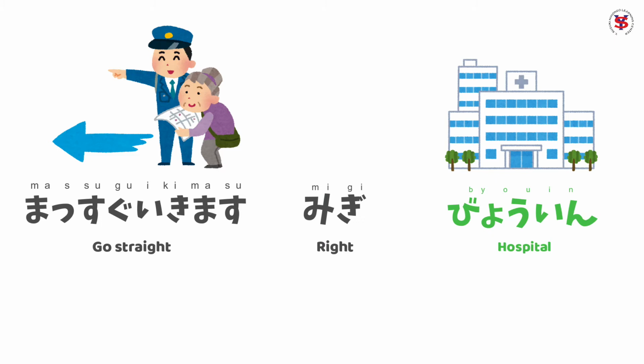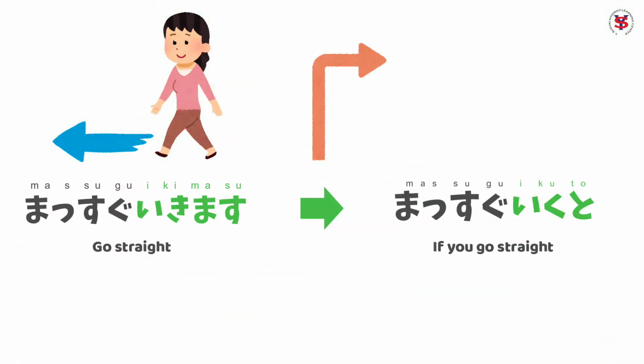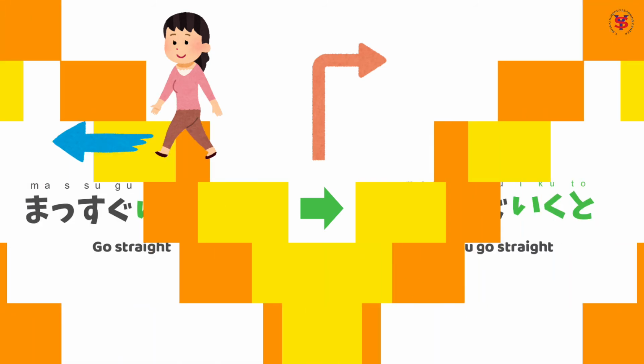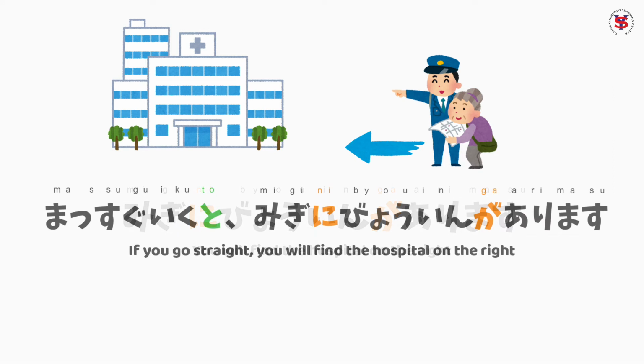Again, sundan lang natin ang pattern. Gawin muna nating dictionary form ang verb ikimasu. Magiging iku. Next, idudugtong natin ang to para maging conditional. Massugu iku to. Then, idudugtong na natin ang main sentence, migi ni byoin ga arimasu. So, put it together, we have massugu iku to, migi ni byoin ga arimasu.